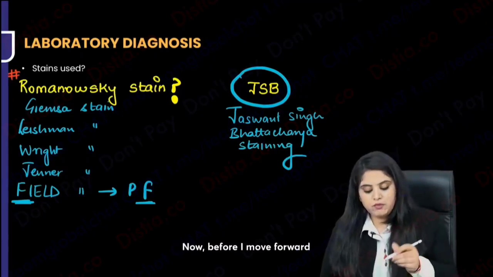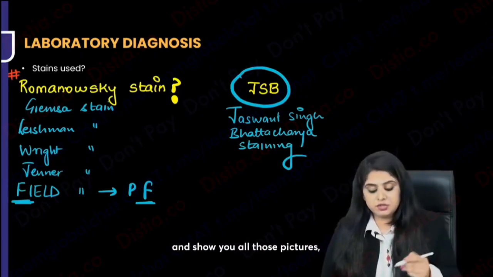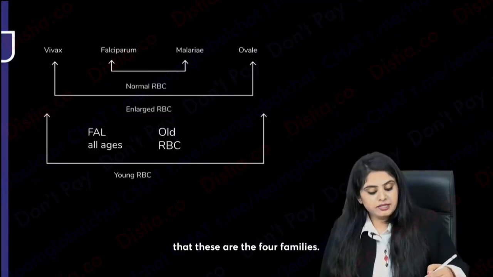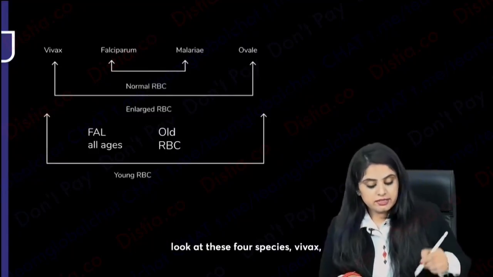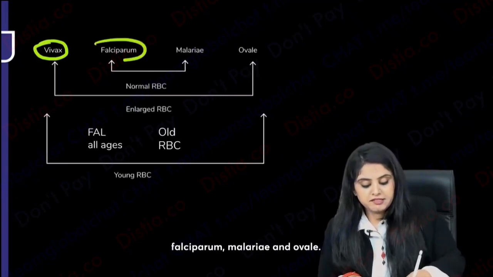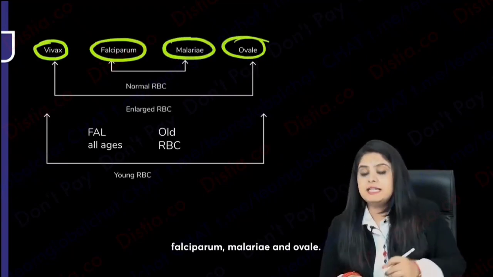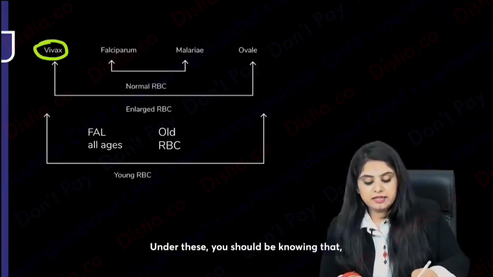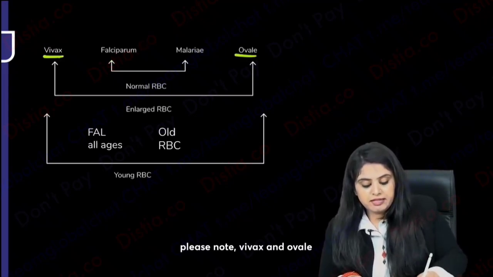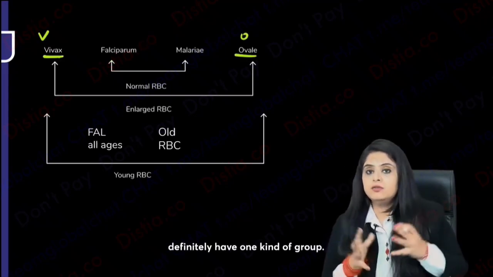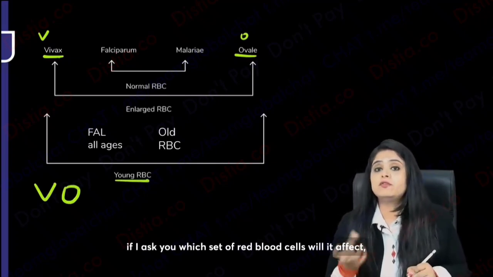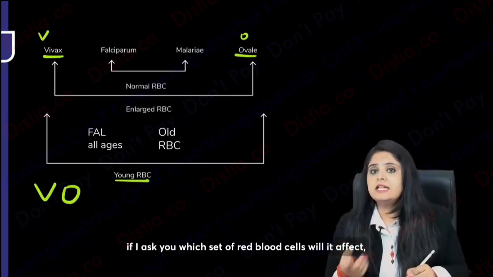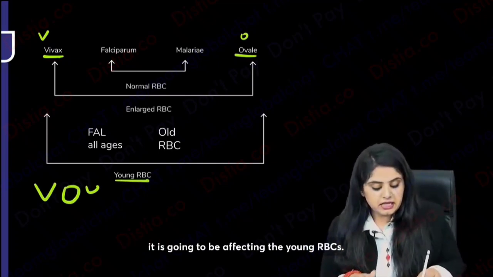Now, before I move forward and show you all those pictures, I just want all of you to know that these are the 4 families. Before we begin, we should know these 4 species: Vivax, Falciparum, Malariae and Ovale. Under these, please note, Vivax and Ovale definitely form one kind of group. If I ask you which set of red blood cells they will affect, it is going to be the young RBCs.